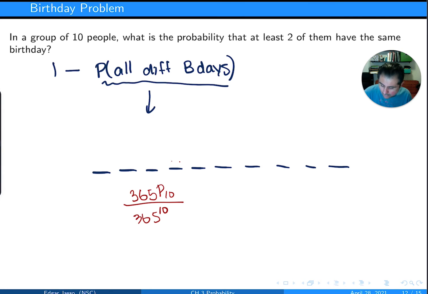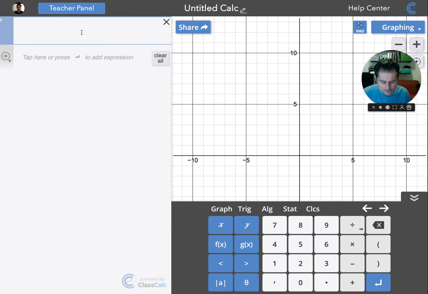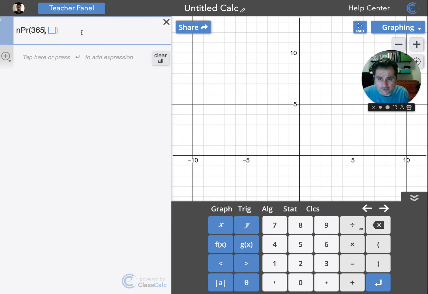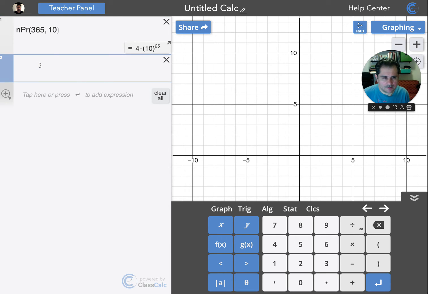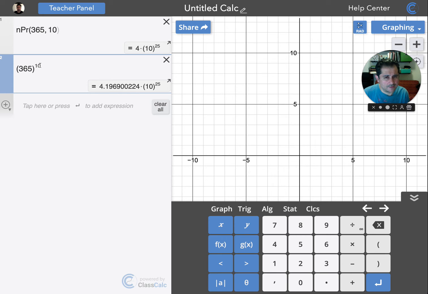So of course we have a calculator for that here, and I can write NPR 365, 10. So that's a huge number, right? How many possible ways can I get 10 different days of the year? And I don't need to do it in 2 steps, but if you want to see how big 365 to the power of 10 is, of course that's huge, right? But look at that. They're both of the same magnitude, right? So when I divide them, they both are 10 to the 25. It's not going to be unmanageable for the calculator, for the computer.